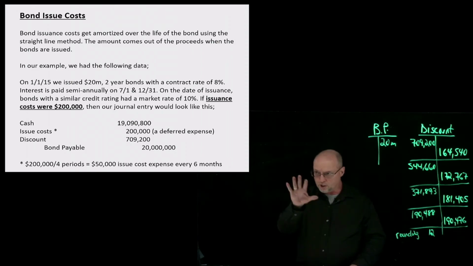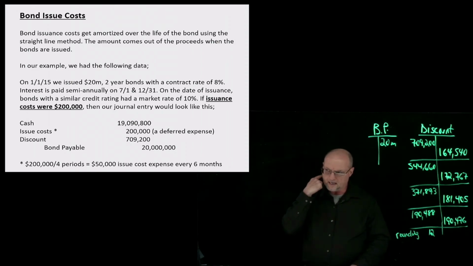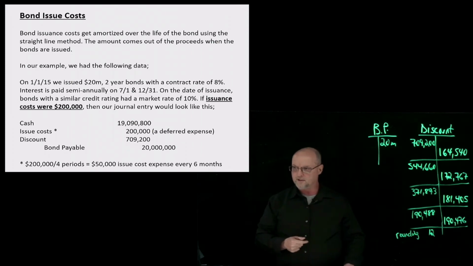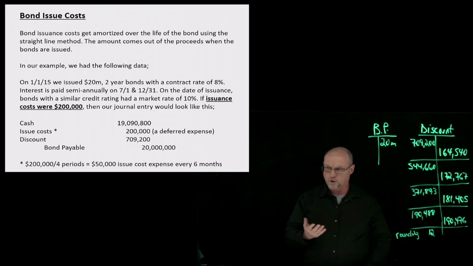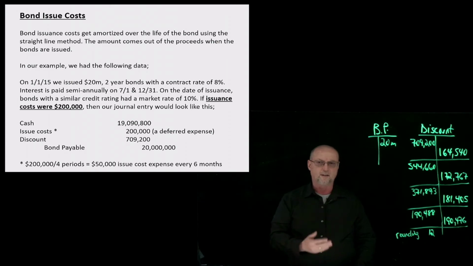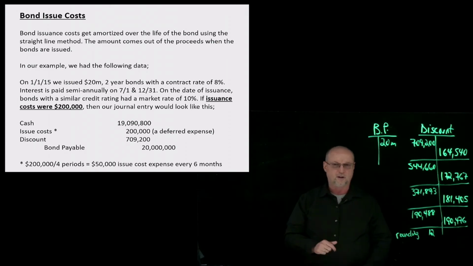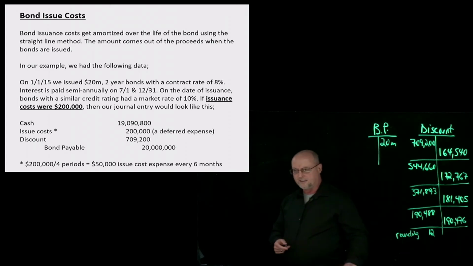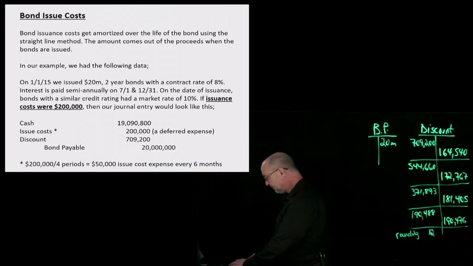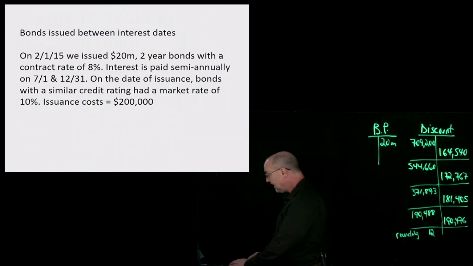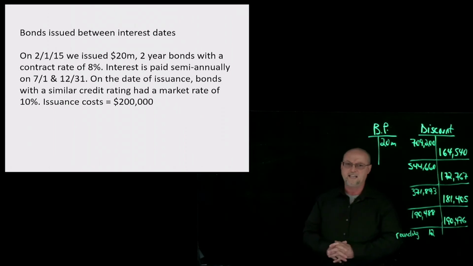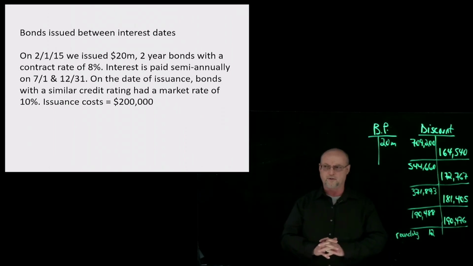Okay? And so you should notice those other numbers. The discount's the same, the face value of the bond's the same, and the cash proceeds are $200,000 less than the previous example. So bond issue costs are pretty straightforward. The next issue is when bonds are issued between interest dates. Now this is a little confusing.